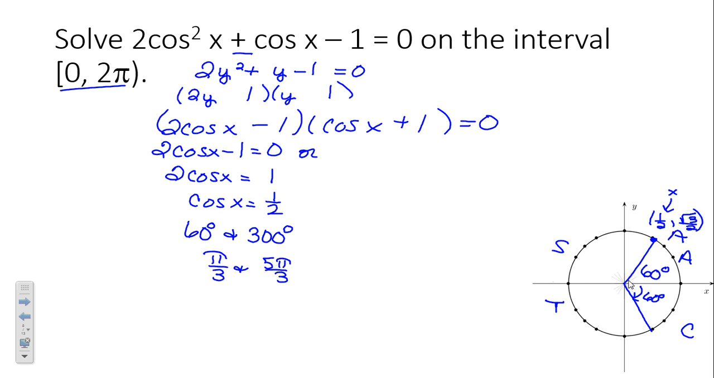Now we have to work on the other half of that equation, because what would make cosine of x plus 1 equal 0? And then we ask ourselves, where is it going to be negative 1 in the unit circle? At pi, because this is the point where x is negative 1. So pi radians. Everybody good there?